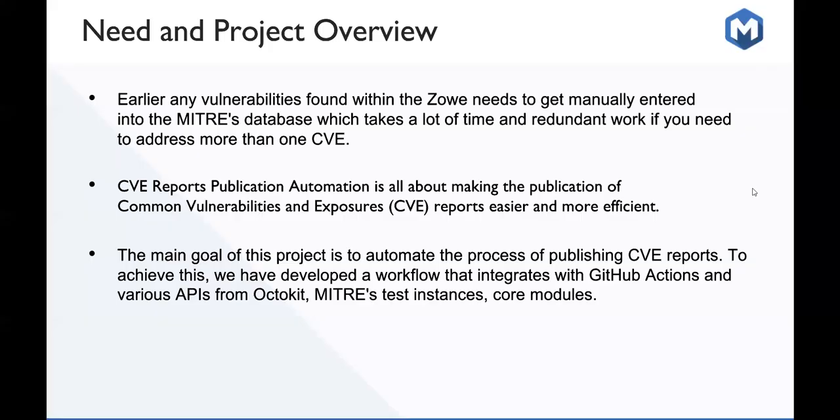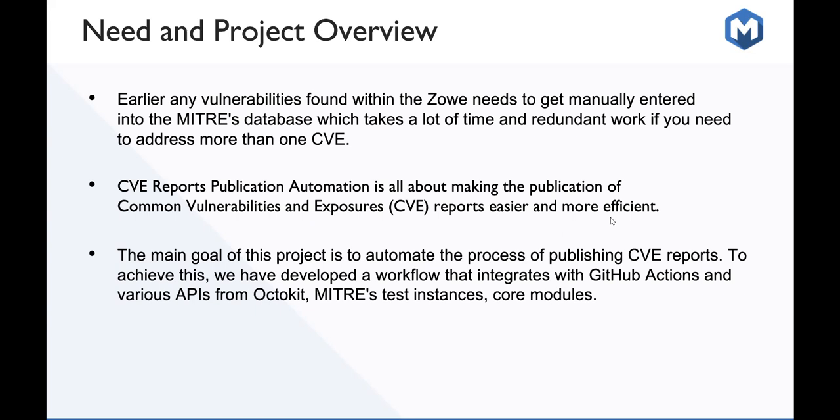So the first thing is, what is the need of this project? Earlier, any vulnerabilities found within Zowe needed to get manually entered into MITRE's database, which takes a lot of time and redundant work if you need to address more than one CVE. So the main goal of this project is to automate this process of publishing the CVE. To achieve this, we have developed a workflow that integrates with GitHub Actions and various APIs like OctoKit, MITRE testing instance, GitHub, and core modules.